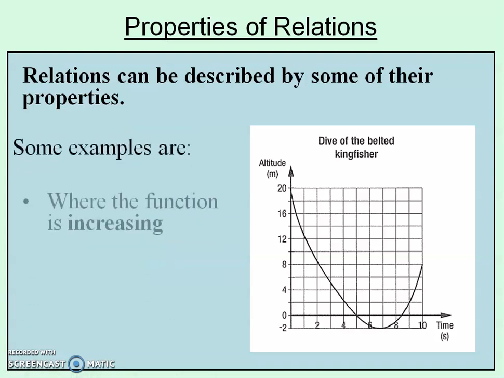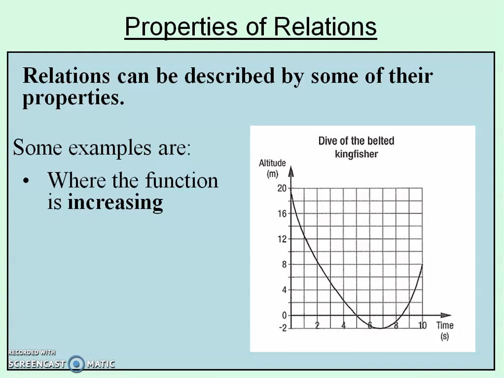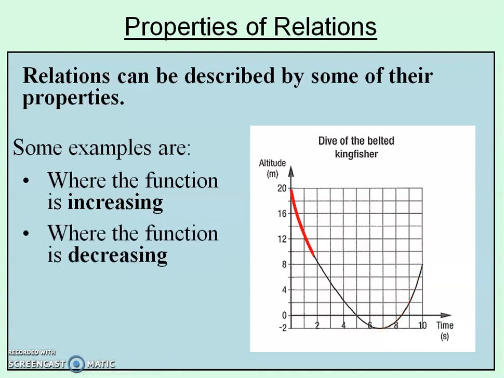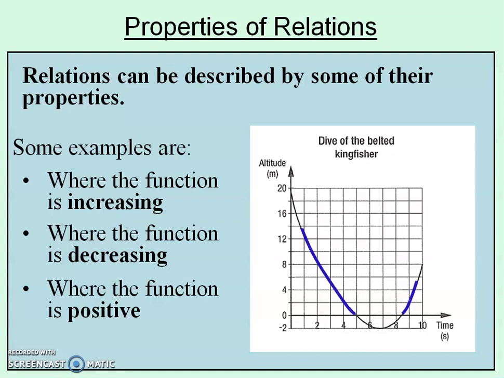So you can talk about, for instance, where the function is increasing, and I can highlight that part of the graph. That's where the bird is on its way back up after it's caught a fish. Or where it's decreasing, which is where it's diving. I can talk about where it's positive, which in this problem means where the bird is above the level of the water, and I can highlight that part of the graph as well. And there are a bunch of other things that you can say too.